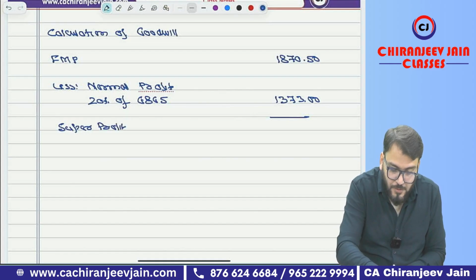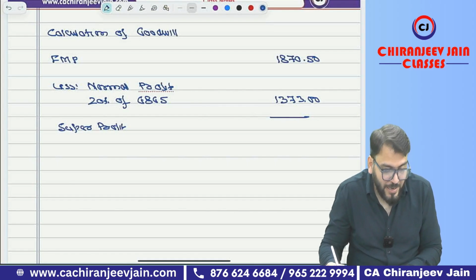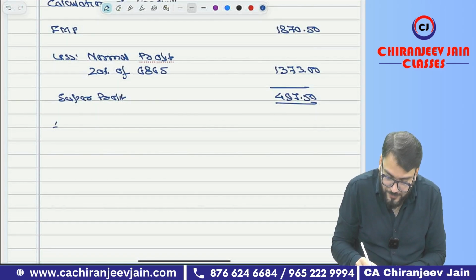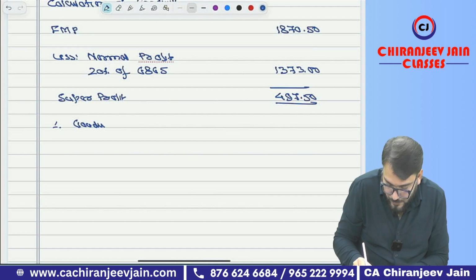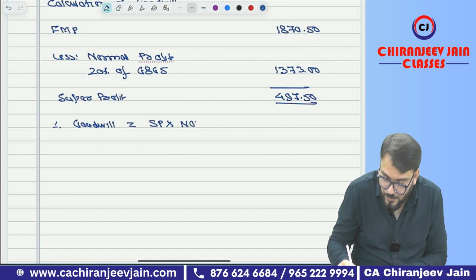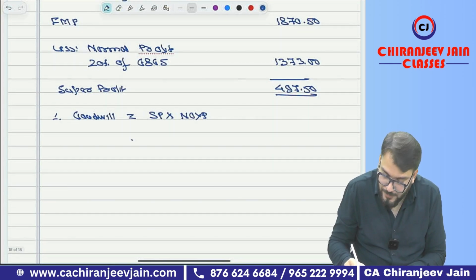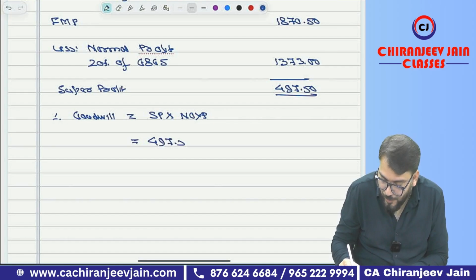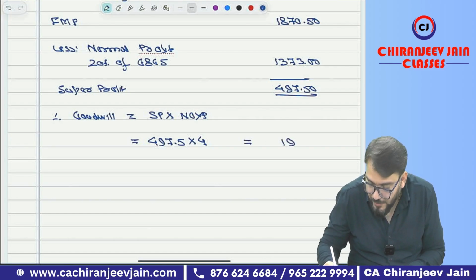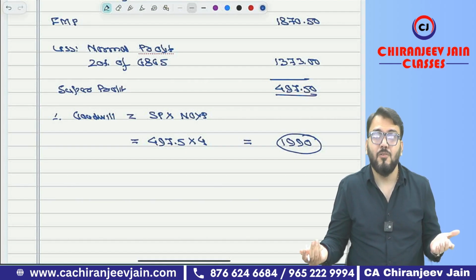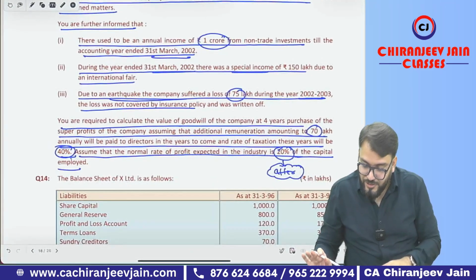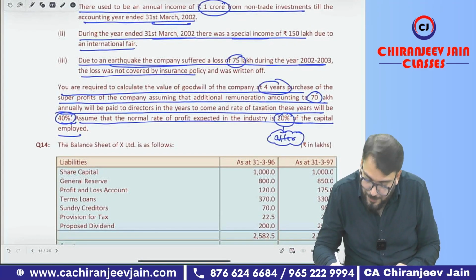Super profit is 497.5. Your goodwill is equal to super profit multiplied by the number of years' purchase. Now what is the number of years' purchase given? It is 4 years. 497.5 into 4. The answer is what? 1990. This is the answer. Easy, it is very easy. Got this point? So it was given at 4 years' purchase.